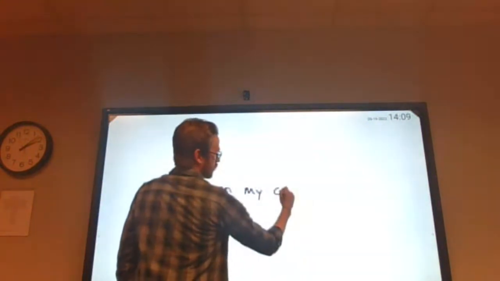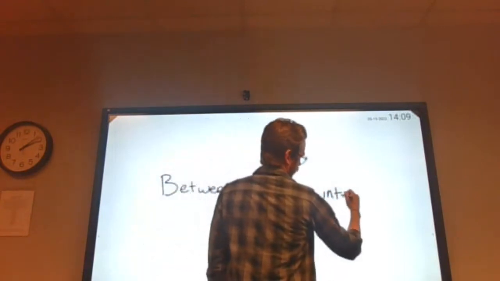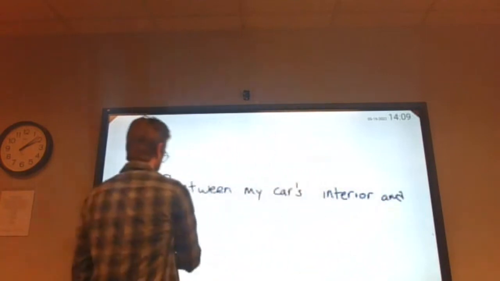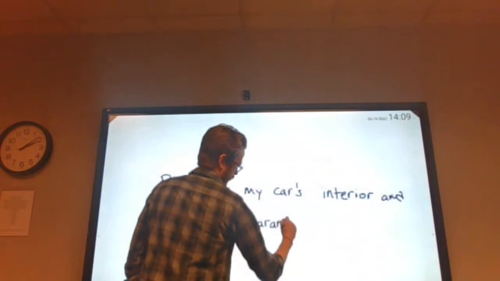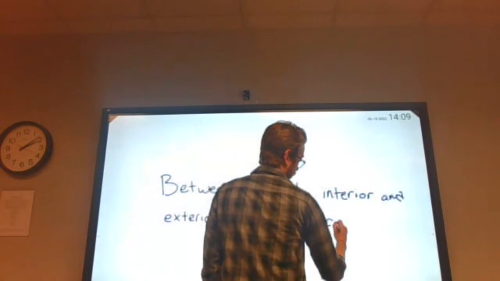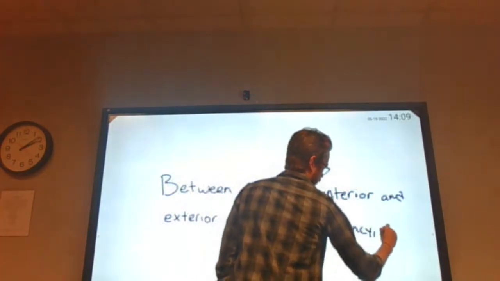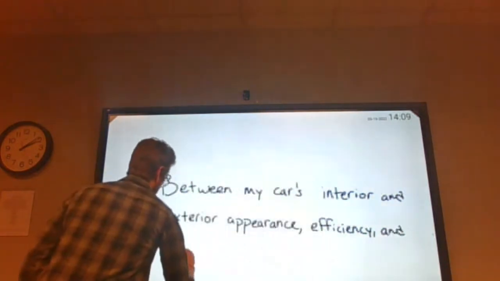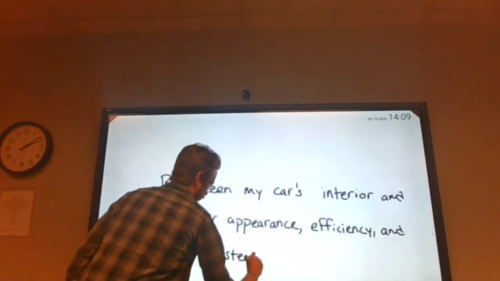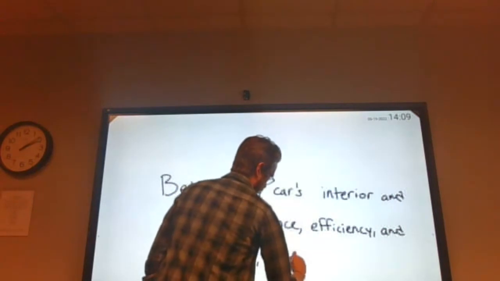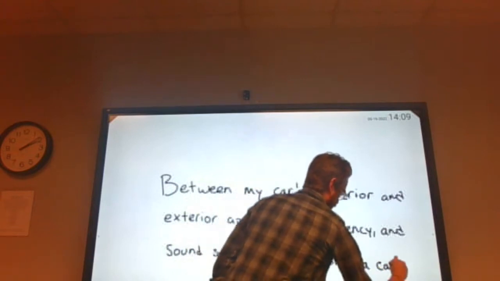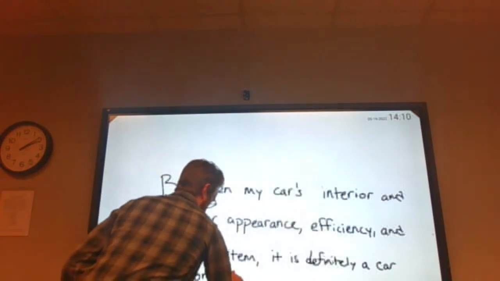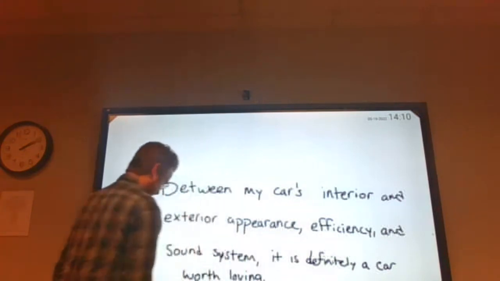So between my car's interior and exterior appearance, efficiency, going back to that fuel economy, and sound system is definitely a car worth loving, falling hopelessly and irretrievably in love with.